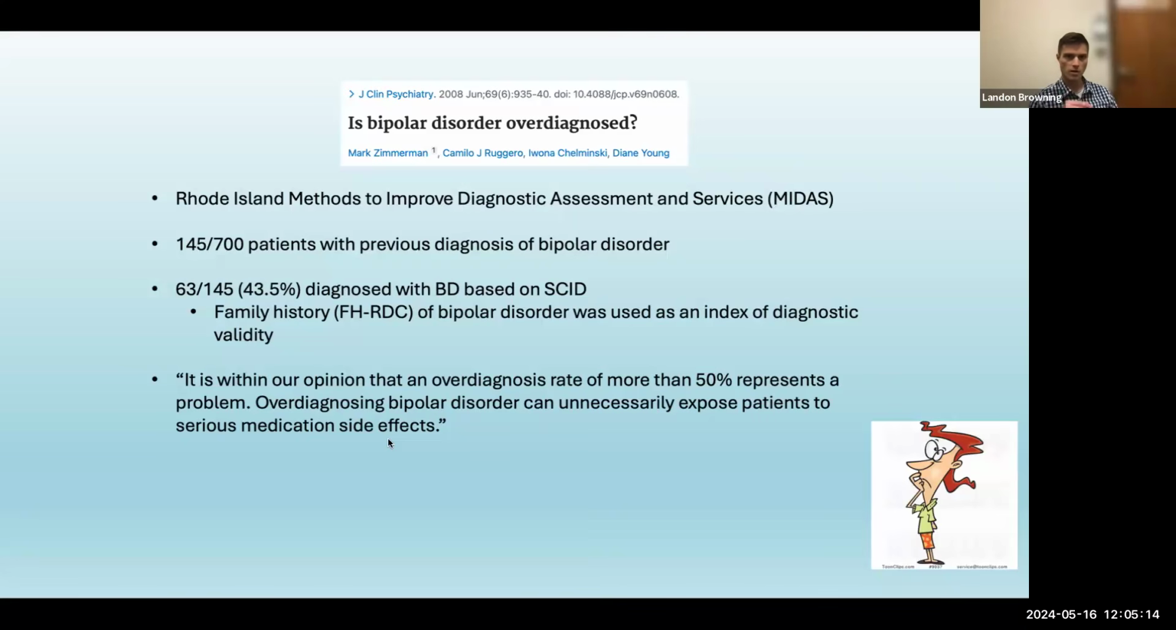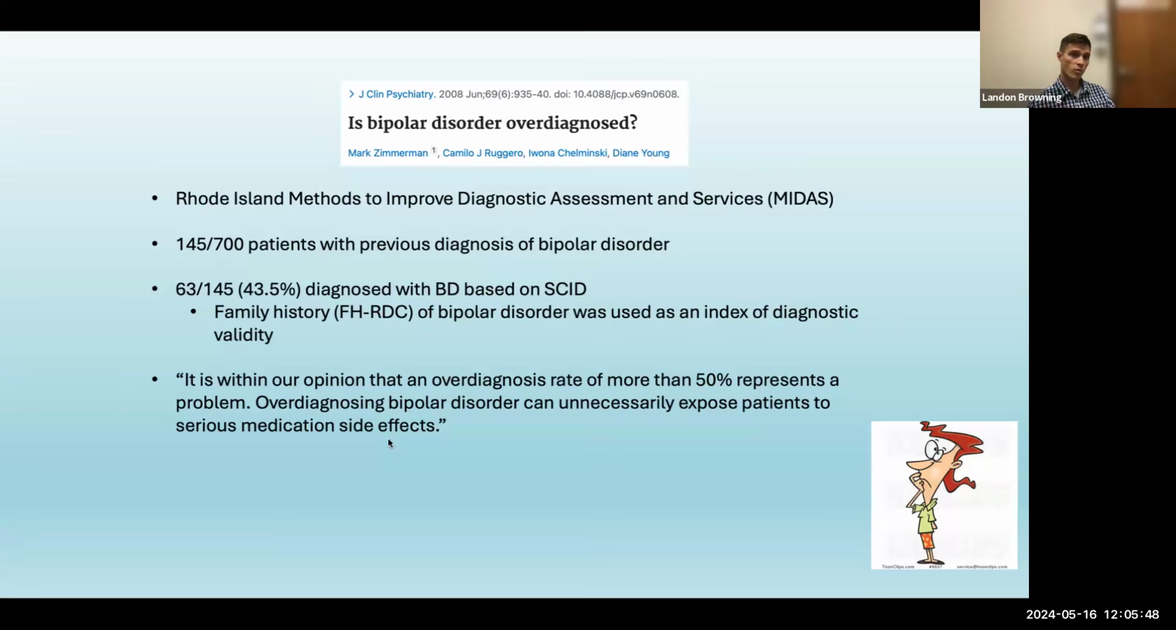So the real whole title of the MIDAS project is the Rhode Island Methods to Improve Diagnostic Assessment and Services. And out of 700 folks in one of the samples, 145 had previous diagnosis of bipolar disorder. Looking at those folks, he was curious how many would be diagnosed based off of the SCID. And then he also used this screen, if you will, the family history for research diagnostic criteria. That's kind of like a structured way to look at family history as an index of diagnostic validity.